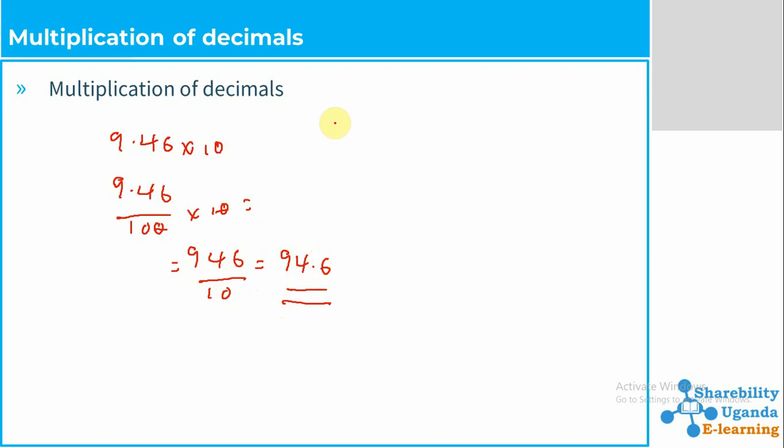When we divide our 946 by 10, we should be able to get this. Even if we use our long division, can you prove that? If you use our long division, here we have our 946. We want to divide this by what?